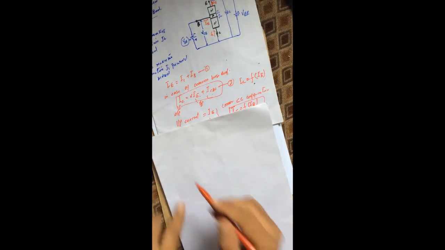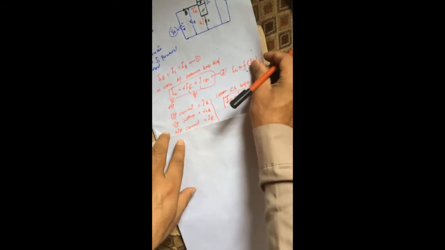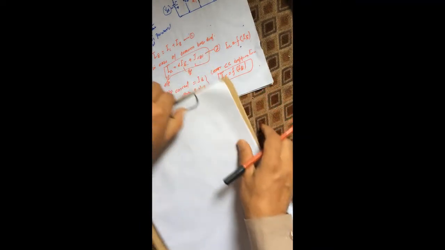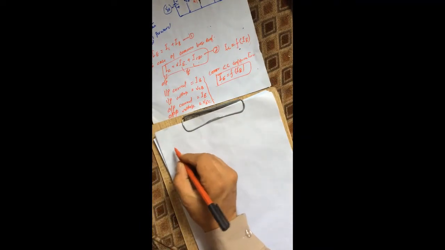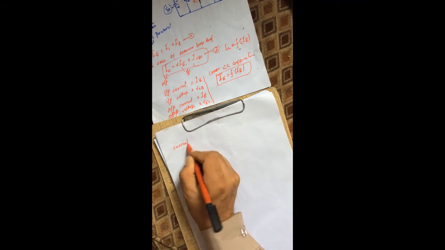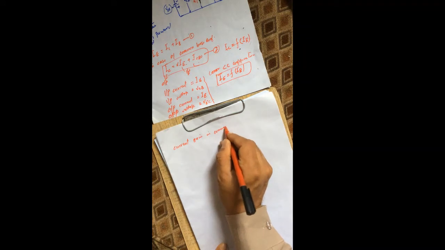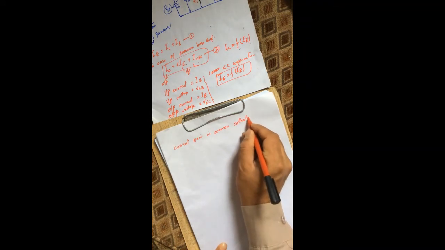So for that I will use equation number 2 and equation 1. Before going further into detail, I will define another term here, which is the current gain in common collector configuration. The current gain in common collector configuration is represented by this gamma.